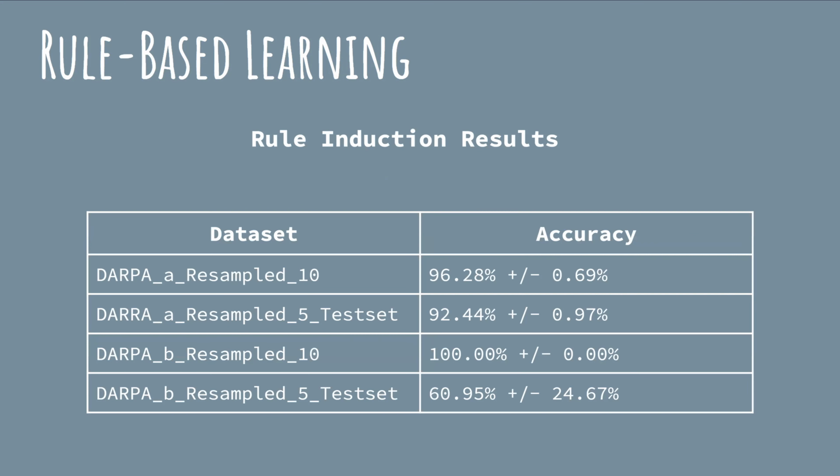Moving on to the accuracy results, you can see that for each one of the datasets, starting from the top, which is dataset A, resample 10 had 96.28%, the next one had 92.44%. Dataset B, resample 10 had 100% accuracy, and dataset B, resample 5 test set had 60.95% accuracy.